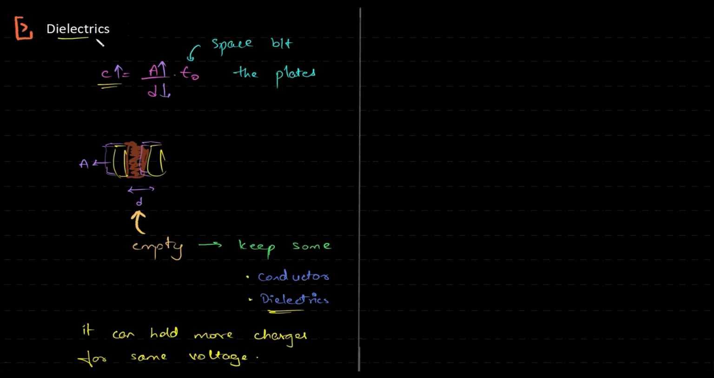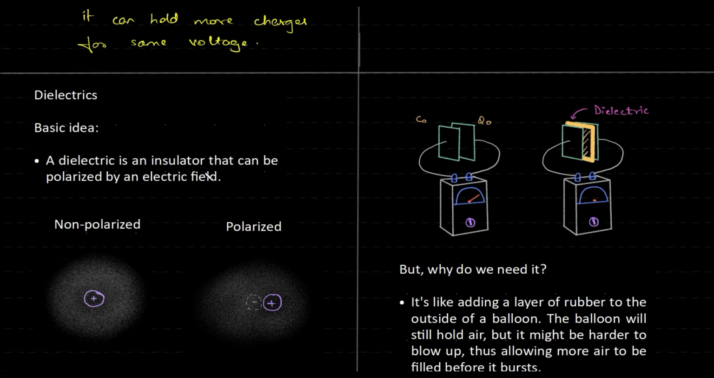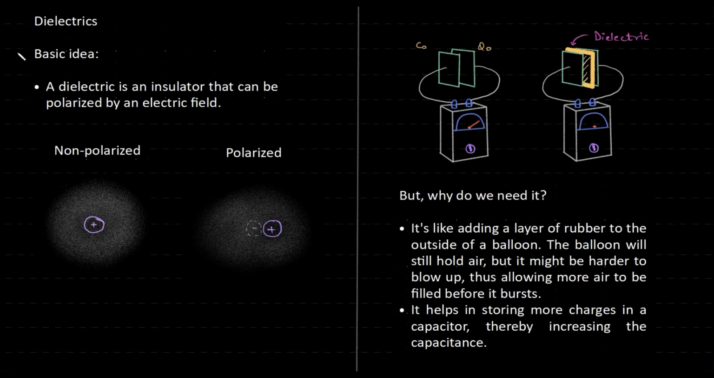So first we need to understand what is a dielectric, and then we will place it in between the capacitor and see what happens. So what is a dielectric? The basic idea is it's an insulator, but with a certain property. That is, when it's exposed to an electrical field, it can get polarized.